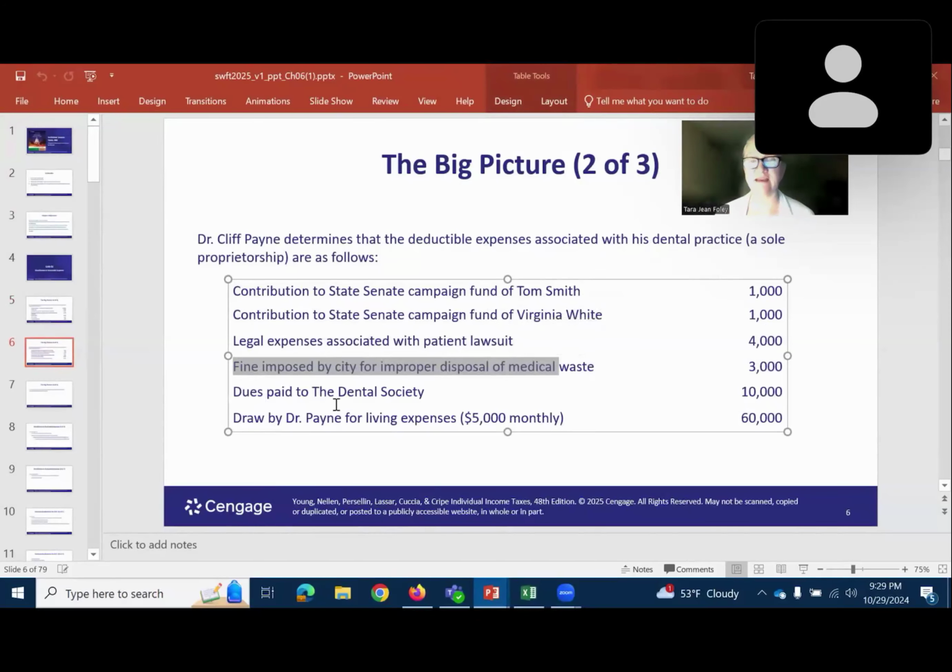Dues paid to the dental society. Can he deduct those? A draw. Now, a draw is a distribution.